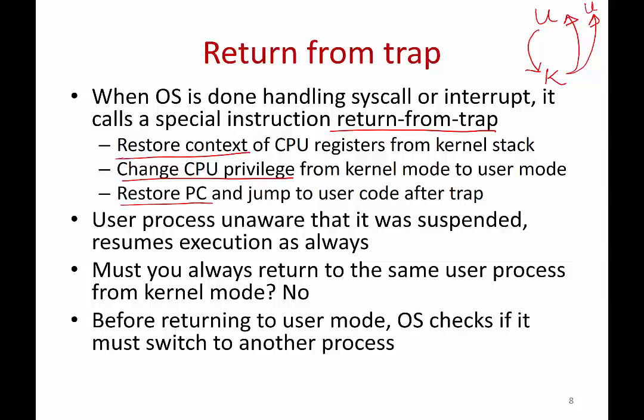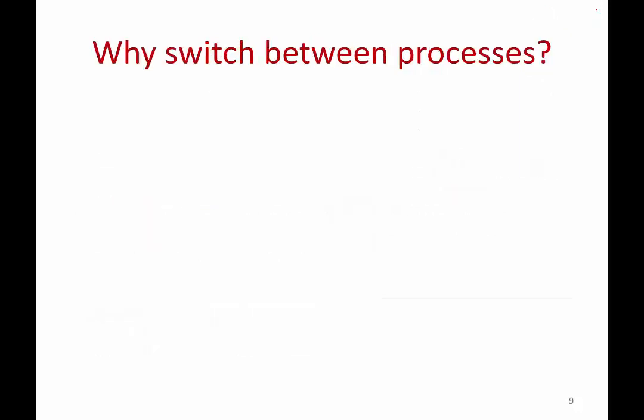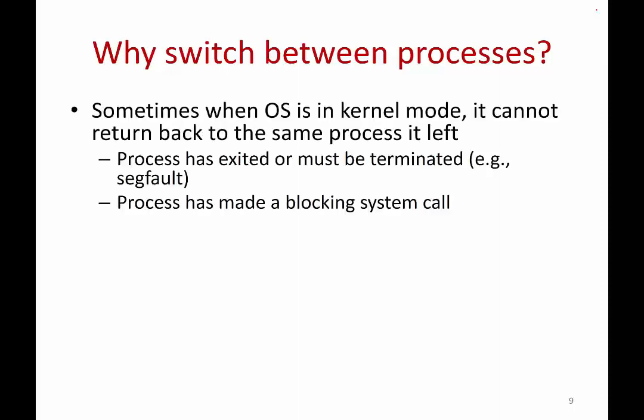So before calling this return from trap, the operating system checks, should I go back to the same process from which I was invoked or should I go back to some other process? So before we even get to the details, why should we want to do this? A process made a system call and you've come to the operating system. Why should you not go back to the same process? Why would you want to go back to some other process?